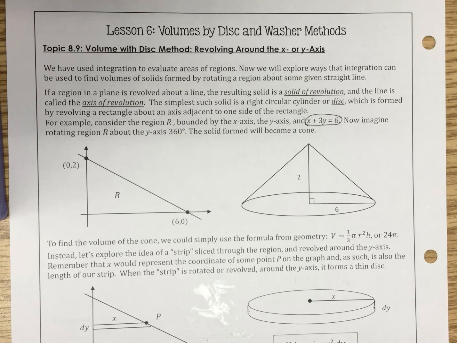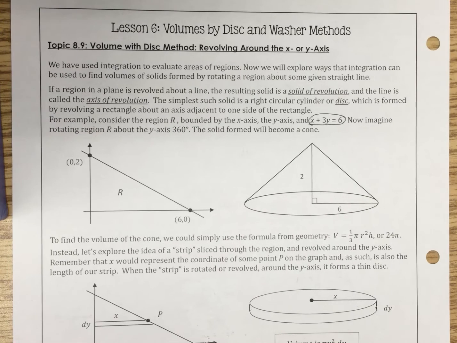All right, welcome to lesson 6, volumes by disk and washer methods. So this would be the same technique we would use to find the volume of the vase from our first day of class. So pretty exciting, we're getting there. This is kind of the last major new thing that we're learning. The last lesson just has to do with how to change the axis of revolution. So this is the last big idea, guys, yay!